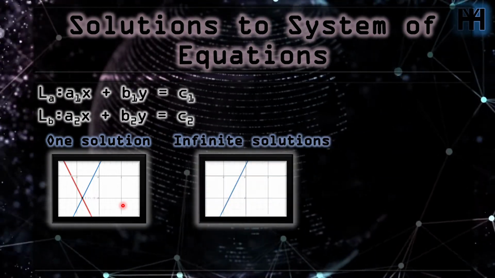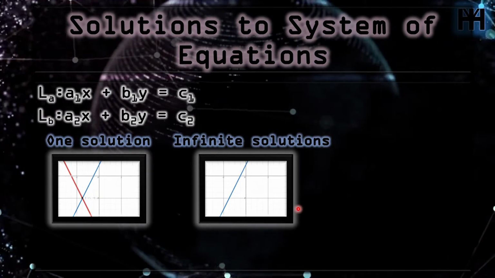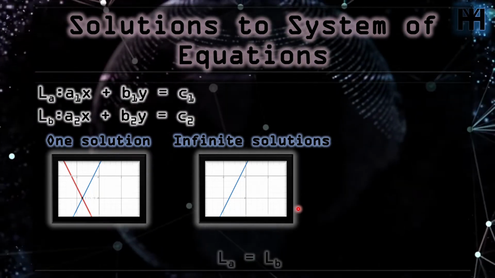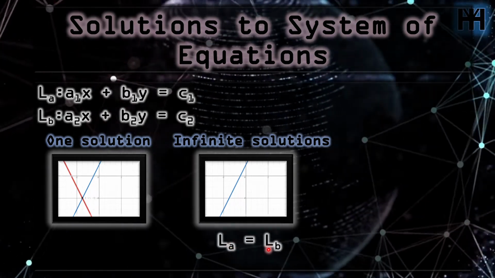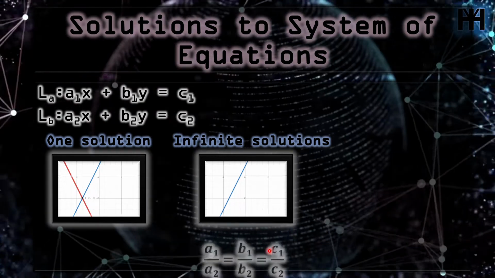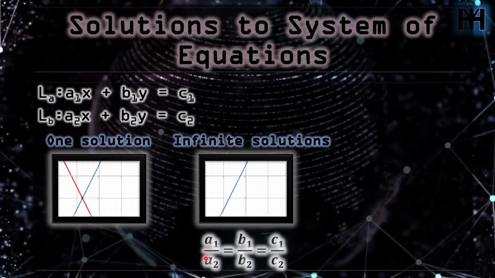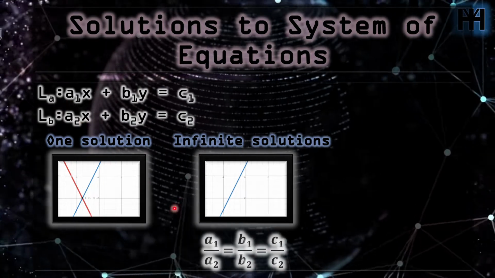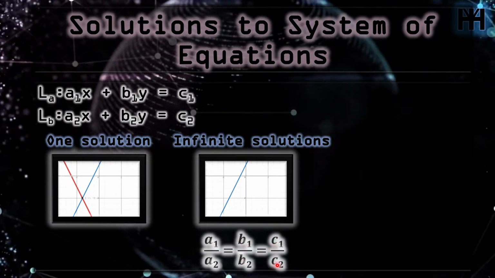Okay, infinite solutions only mean one thing, that these two equations point to one line. So LA is LB. Then, if that's true, the coefficient of x over the coefficient of x in the other equation will be equal to the coefficient of y, b1 over b2, equals c1 over c2.